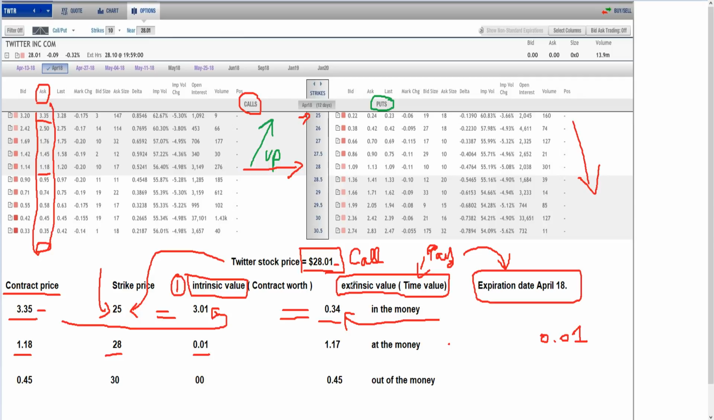Now, in order to know the intrinsic value, $28.01 minus 28, which is the strike price. This is the stock price here, and 28 the strike price. You will find that you pay only 0.01 for the intrinsic value. It means that your contract has really no value. It's only $1. Now, what is this $1.17 that I am paying right now? $1.18 minus 0.01, you are paying $1.17 for what? For the time value.